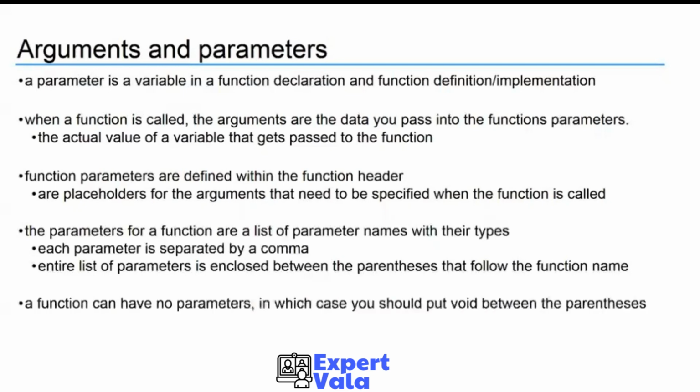A function can have no parameters, which means there is no data passed to it. In this case, you just have the left and right parentheses with a void in between them, or empty. You can still have it empty, nothing in between them, but it's good practice to put a void in between them. Void is a special keyword that means nothing, meaning no parameters or no return data.